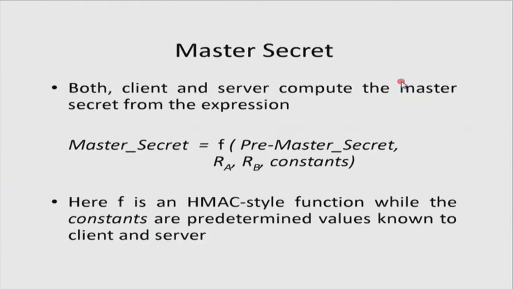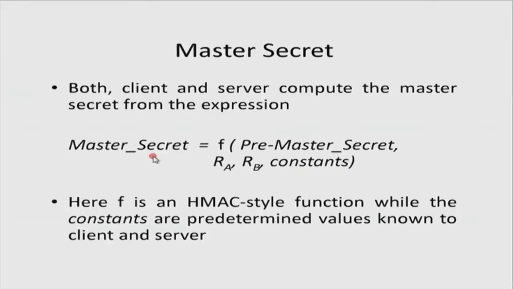So here's the actual expression without getting into unnecessary details. Both the client and the server compute the master secret from this expression. So what is this function? This is a so-called pseudo-random function, basically like a cryptographic hash, which takes as inputs the following. So the master secret is a function of the pre-master secret. It's a one-way function like a cryptographic hash of the pre-master secret and the nonces that were chosen by the client and the server, and then some predetermined constants. So from that I compute the master secret.